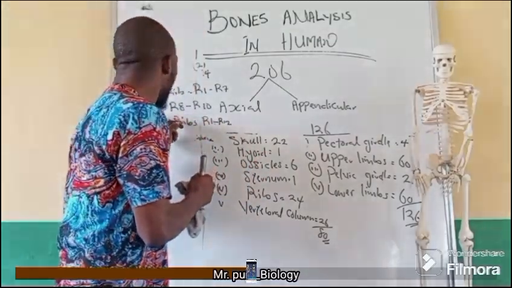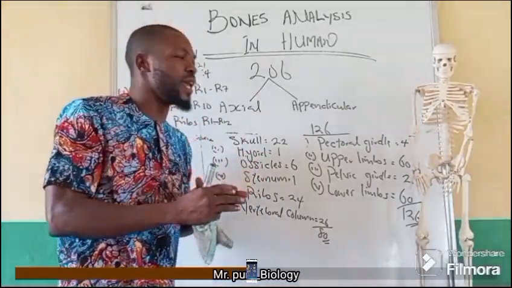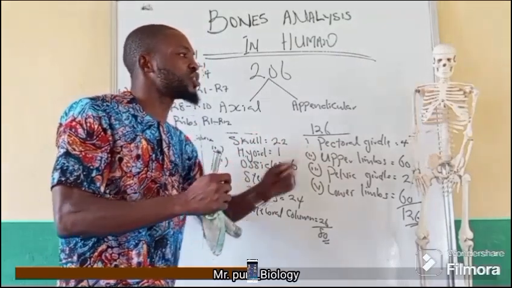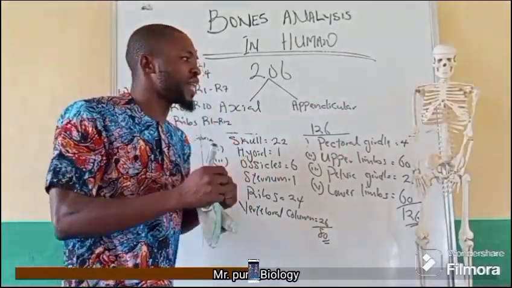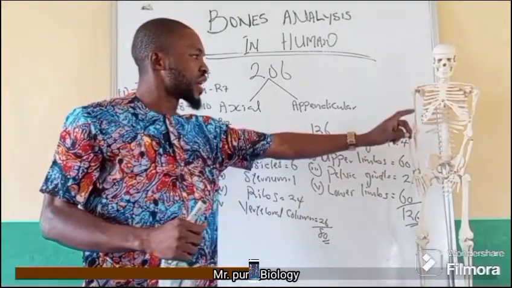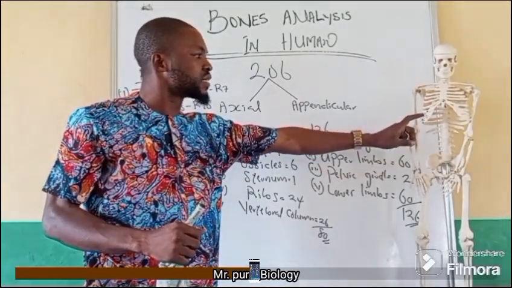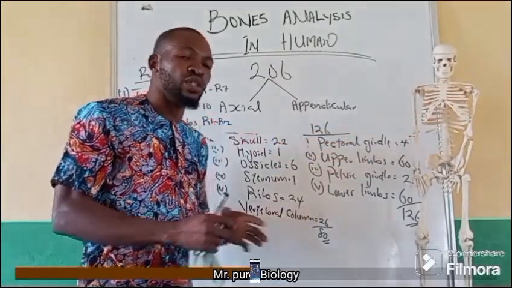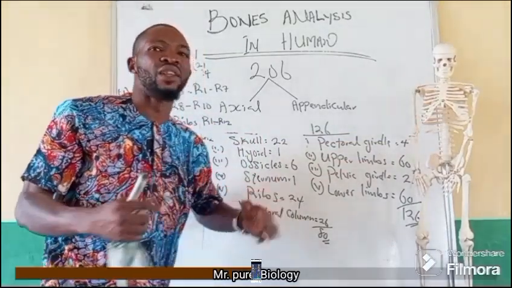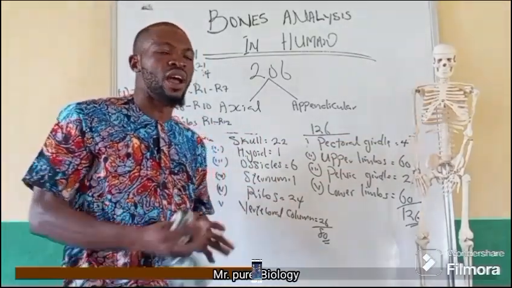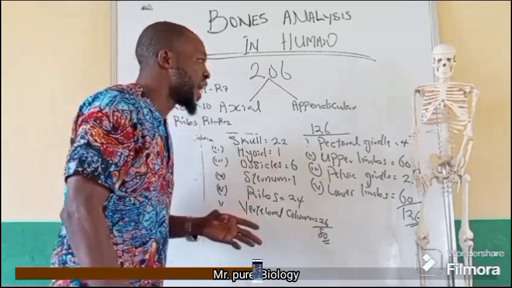The false ribs, that is rib 8 to rib 10, are indirectly attached to the sternum by connecting their cartilage to the cartilage of rib 7. As you can see, that is rib 8, rib 9, and rib 10. So these ones are called false ribs, and they are the ones that help in the formation of the diaphragm.